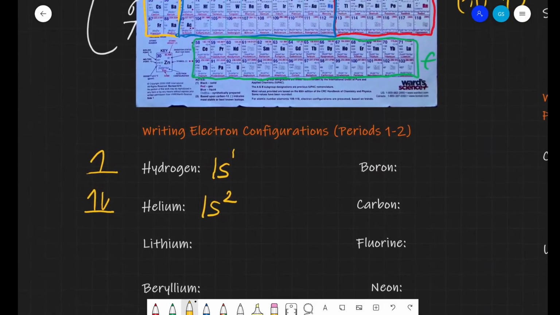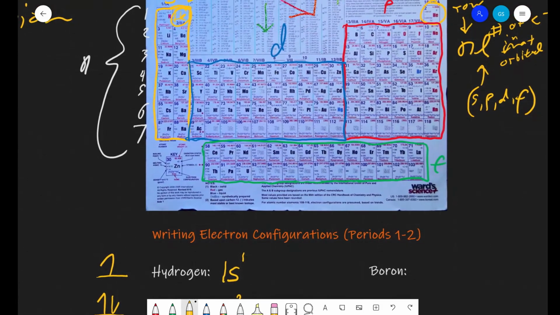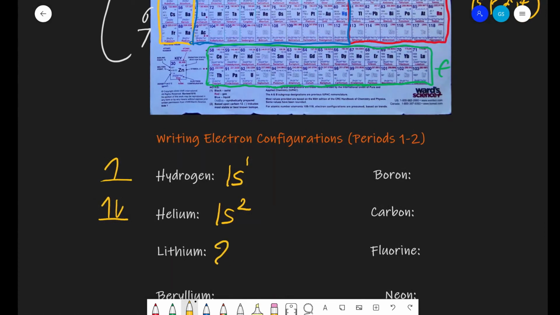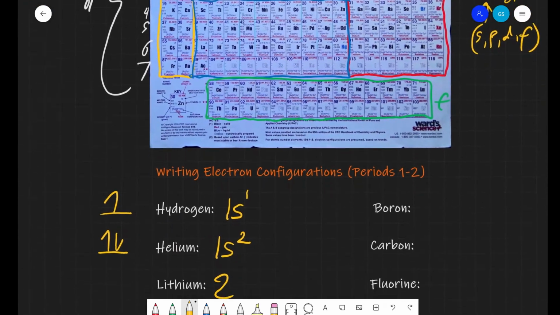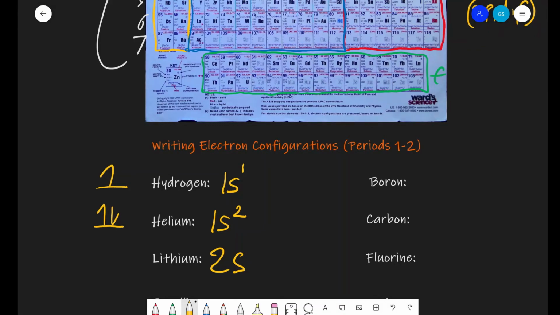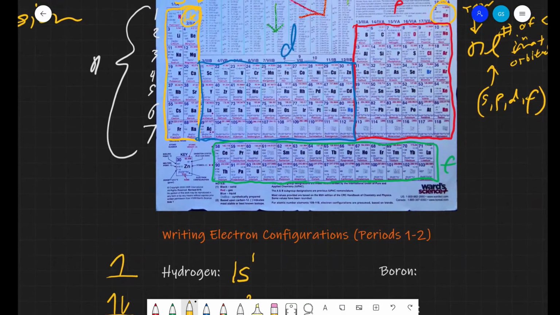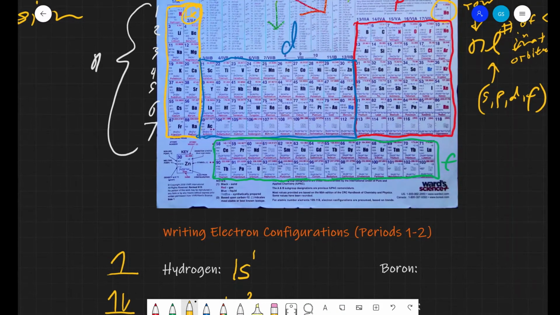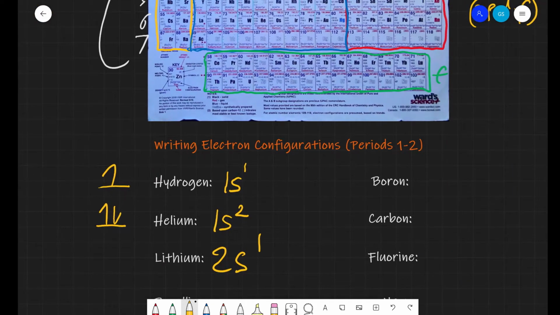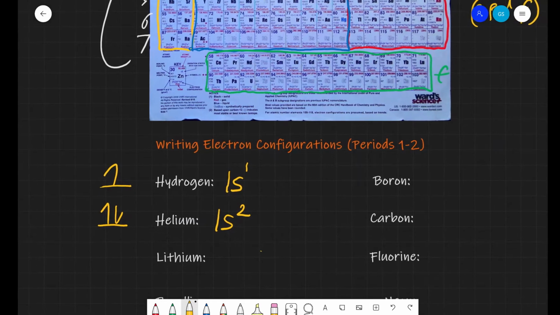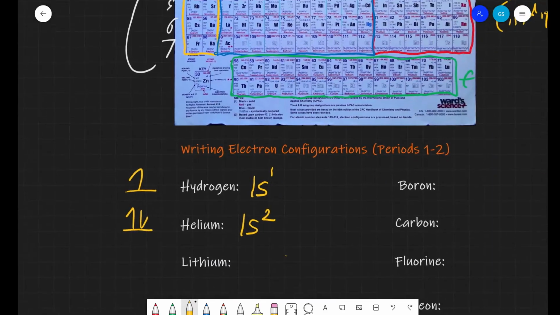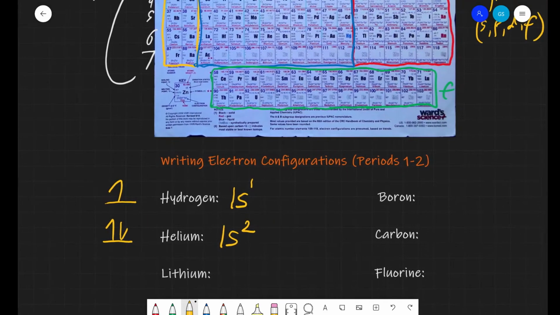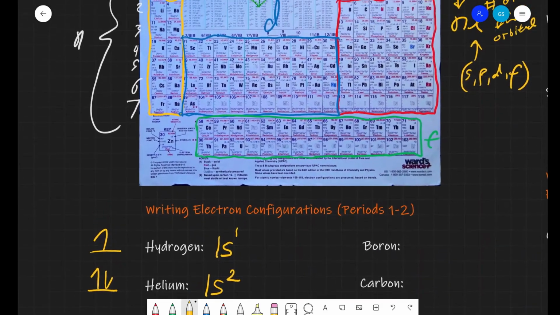How about we try lithium. Lithium is in the second period, right over here. So we write 2, and we know it's still in the S block, s. And then how many electrons? Think, how many valence electrons does lithium have? 1. Oh my god, I'm so sorry. I made a mistake. I forgot to mention something. That was actually wrong. With electron configuration, what you're doing is also counting.